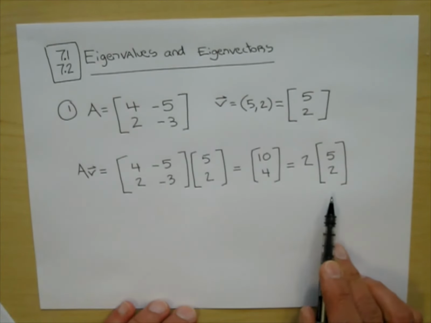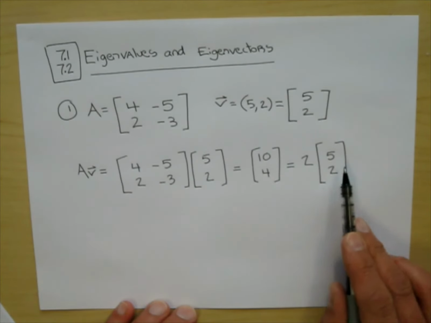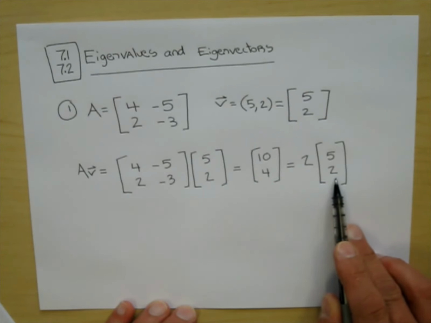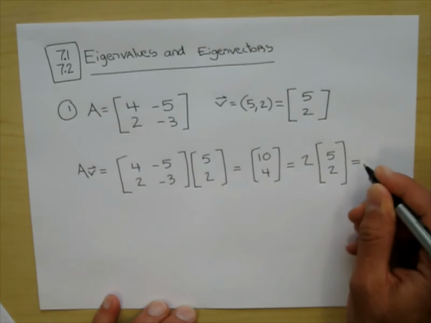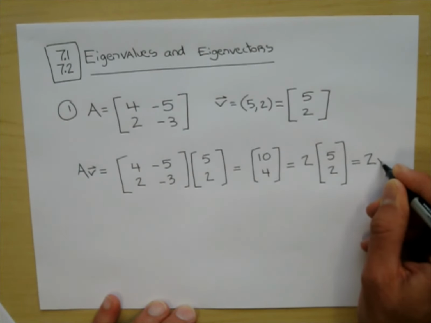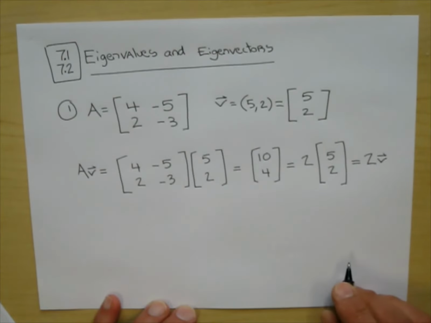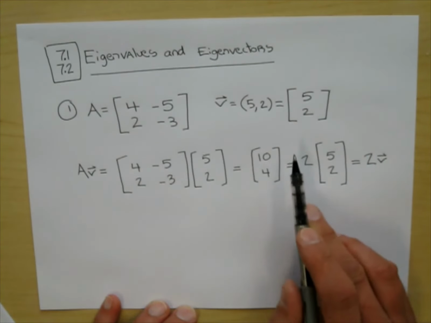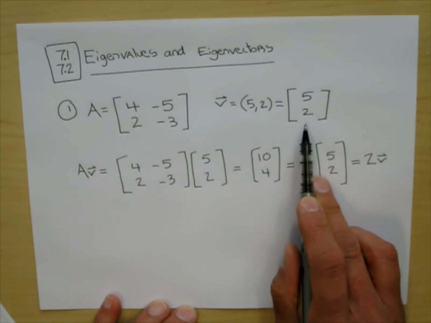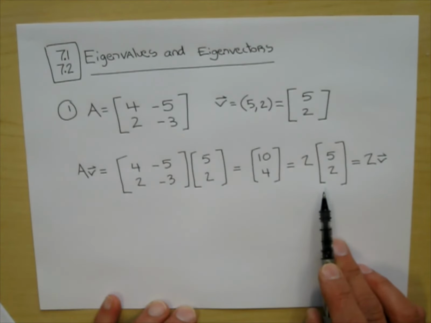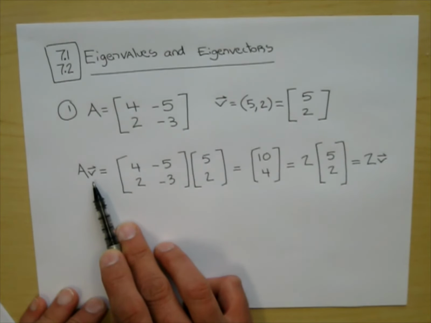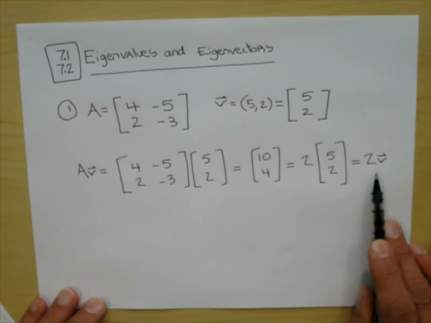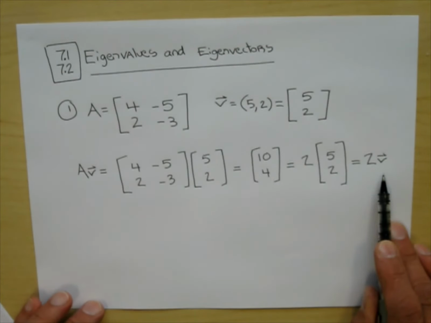Now what do we notice here? We notice 5, 2 was vector V. So this is really 2 times V. This doesn't always happen. And if I had just randomly chosen a vector from R2, it probably would not have happened. So I chose this in such a way that this can happen, where you have A times V equals 2 times V.